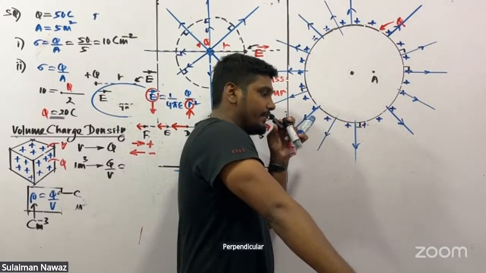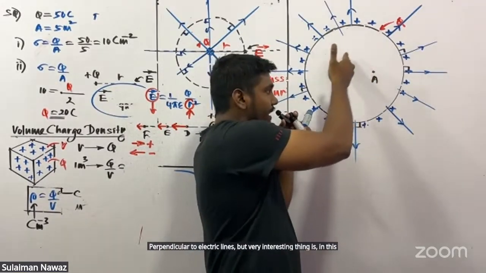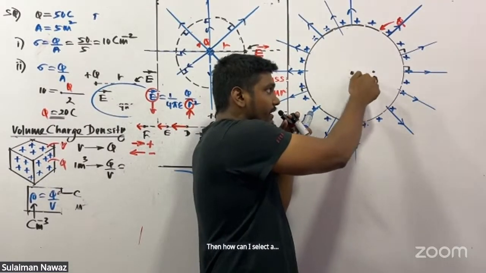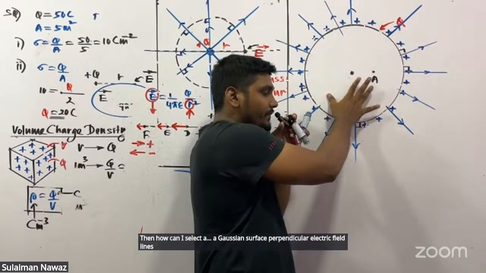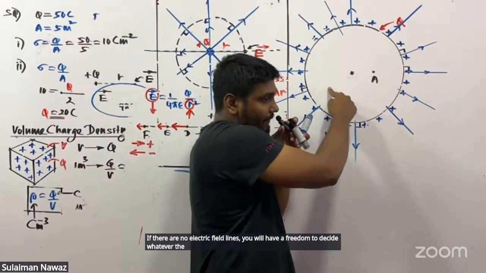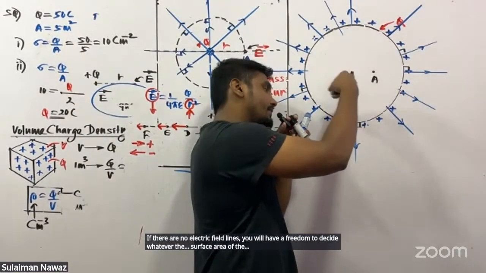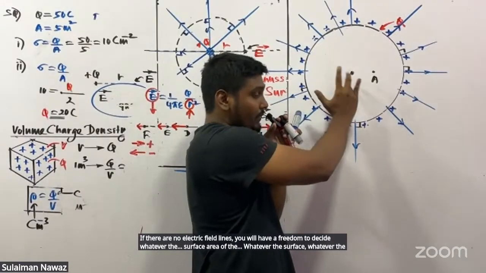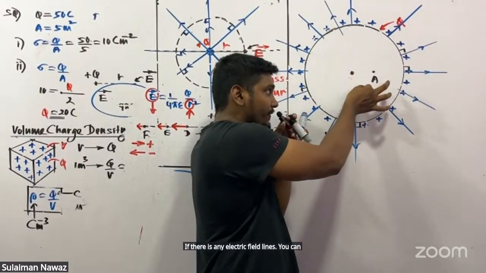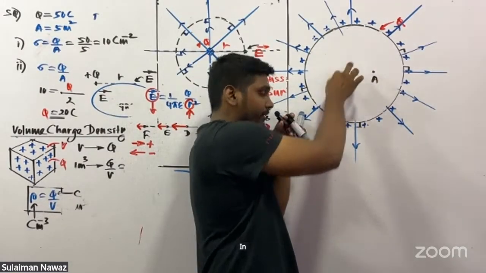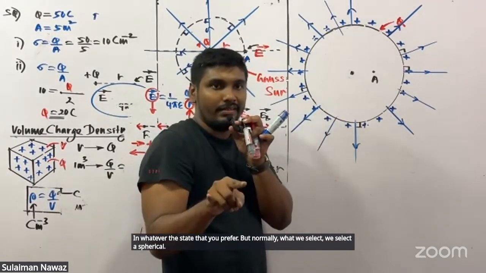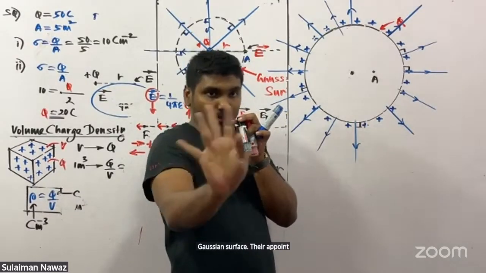Perpendicular to electric field lines. But very interesting thing is, in this scenario there are no electric field lines here. Then how can I select a Gaussian surface perpendicular to electric field lines? One can ask like that. If there are no electric field lines, you have the freedom to select whatever shape of surface as your Gaussian surface. But normally we select a spherical Gaussian surface where point A is on that surface.